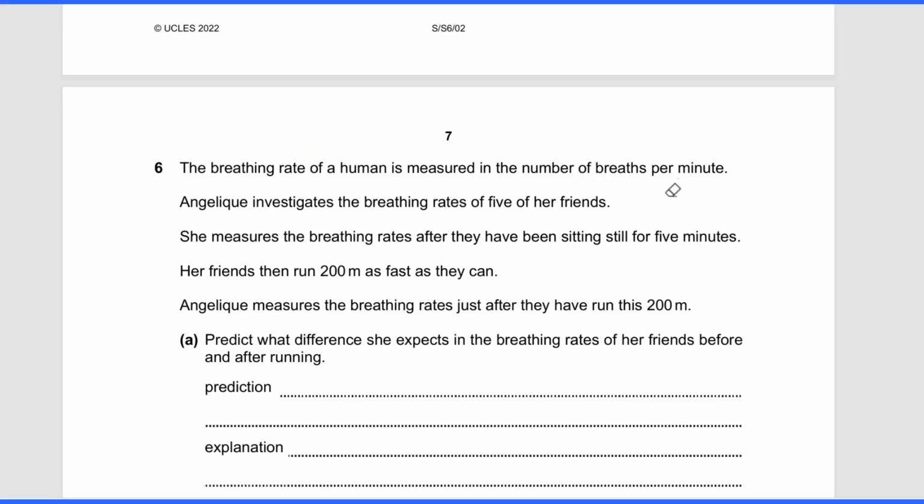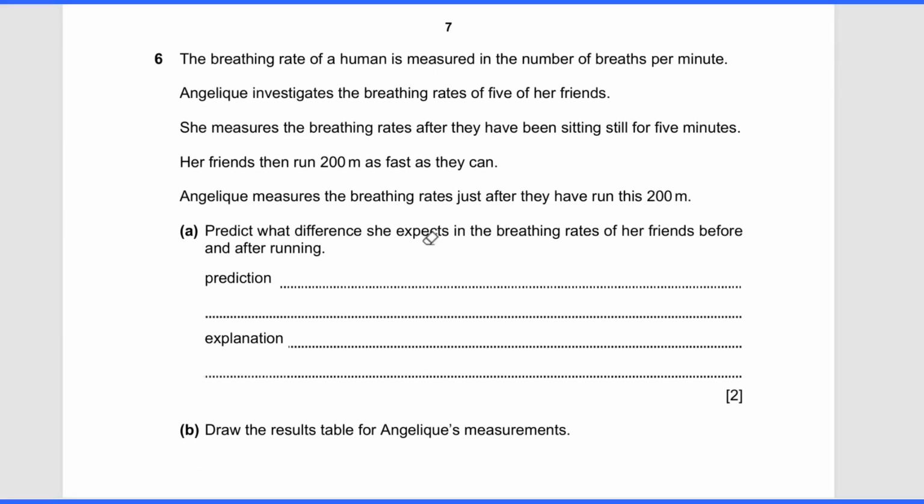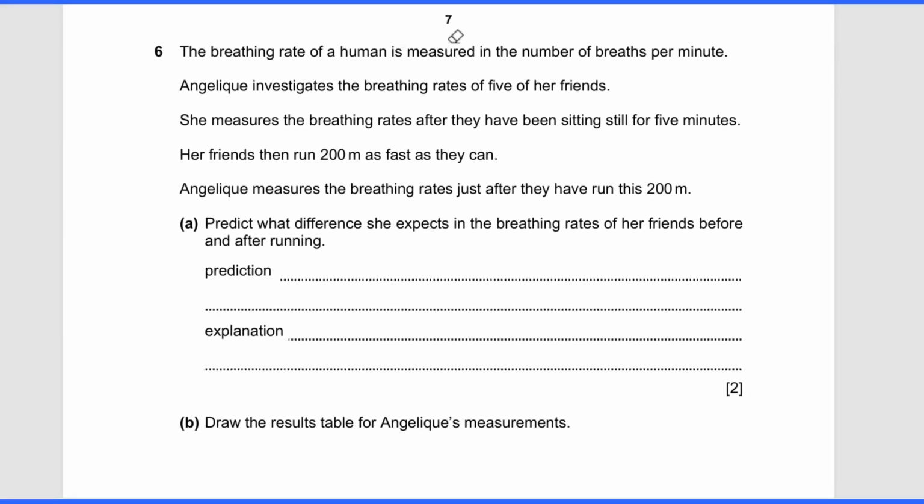Alright, now we are in question number 6. The breathing rate of a human is measured in the number of breaths per minute. Angelique investigates the breathing rates of 5 of her friends. She measures the breathing rate after they have been sitting still for 5 minutes. Her friends then run 200 meters as fast as they can. Angelique measures the breathing rate just after they have run these 200 meters. Question A. Predict what difference she expects in the breathing rate of her friends before and after running.